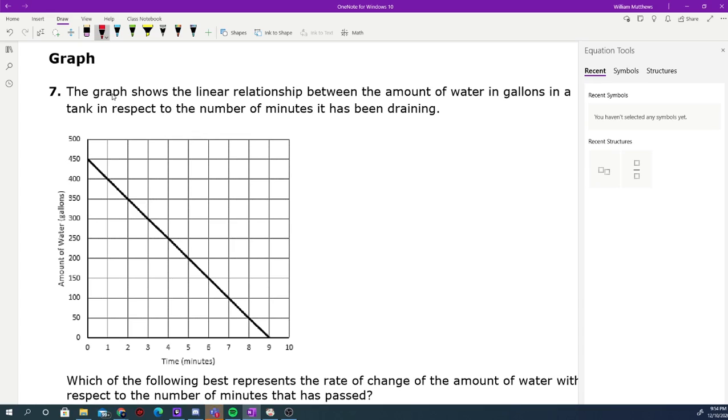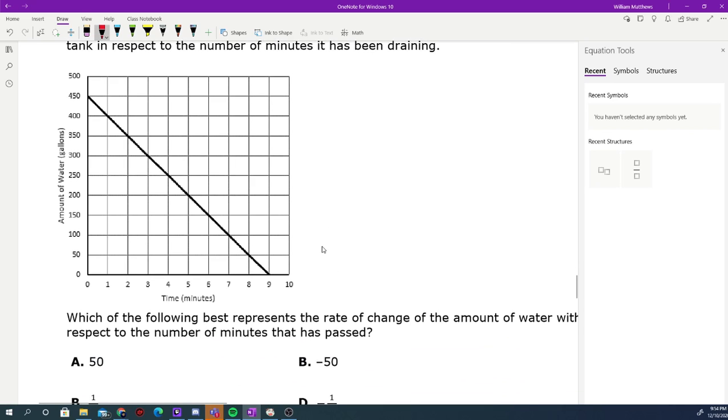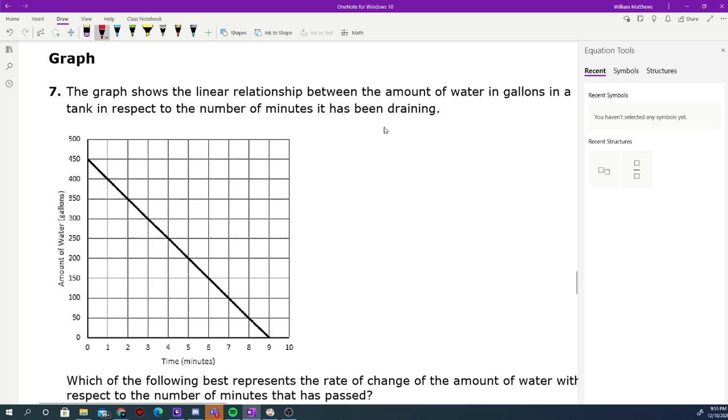Problem 7. It goes, the graph shows a linear relationship between the amount of water in gallons in the tank with respect to the number of minutes it has been draining. So in this case, draining is a sense of it going downwards. And as time goes on, we lose water. We get less and less water. It subtracts.